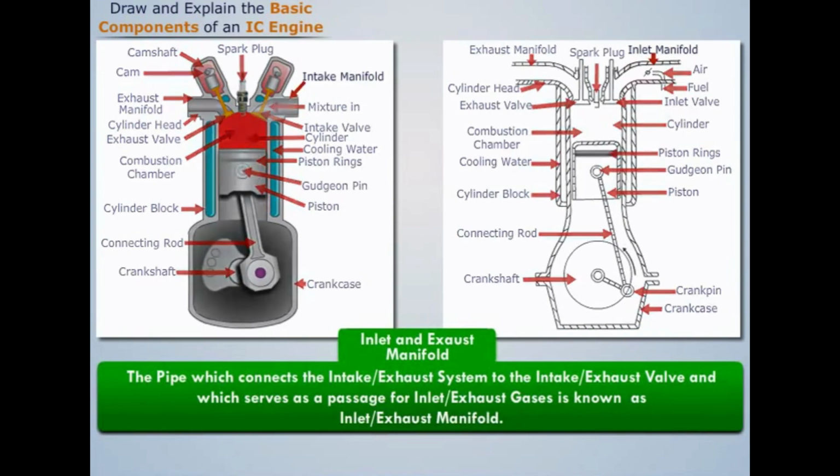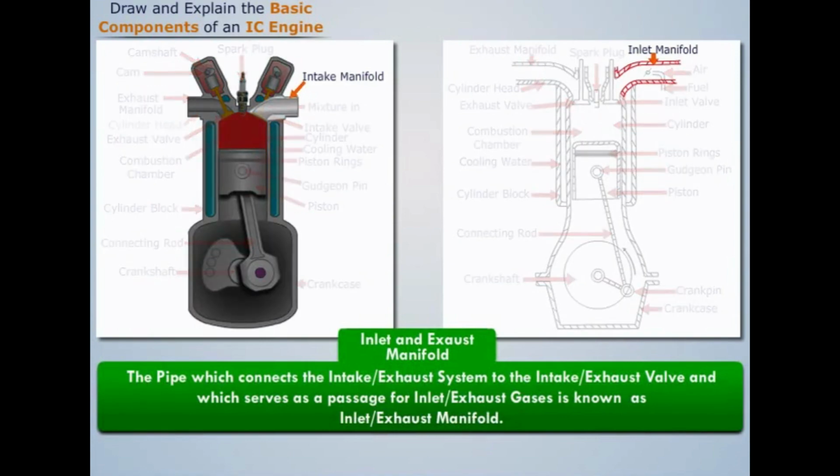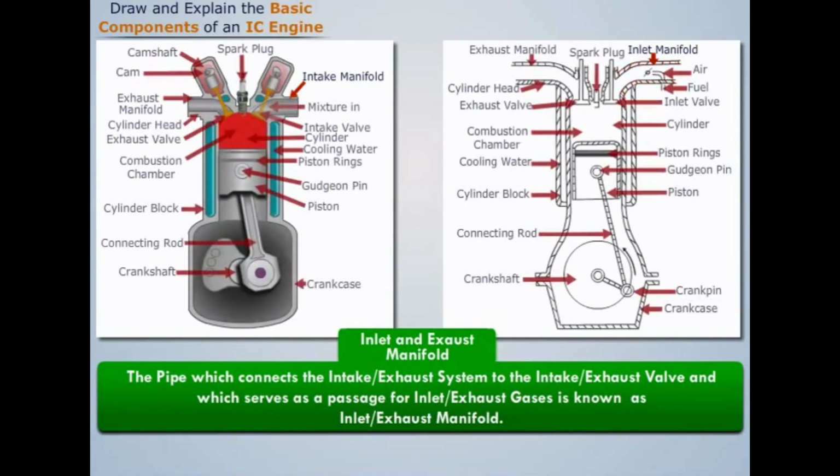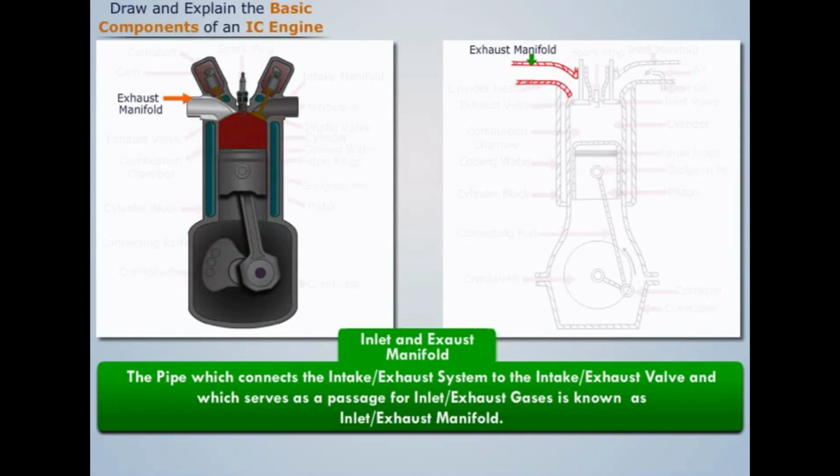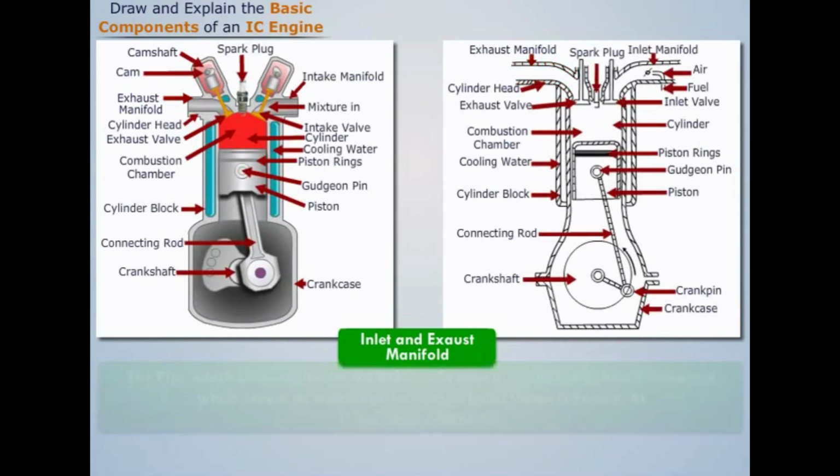Inlet manifold is the pipe which connects the intake system to the intake valve and serves as a passage for entrance of air or air-fuel mixture. Exhaust manifold is the pipe which connects the exhaust system to the exhaust valve and serves as the passage for the exhaust gases.